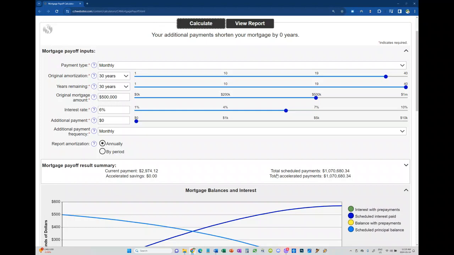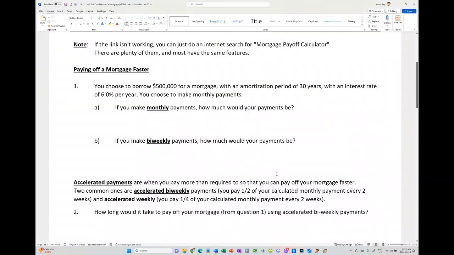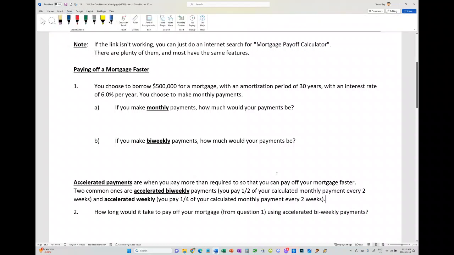Okay, so I'm going to go over to our paper again and just fill that number in here. So our monthly payment, if we choose to make minimum monthly payments, is $2,974.12. Now, that would make sense to make monthly payments if we're getting paid monthly.